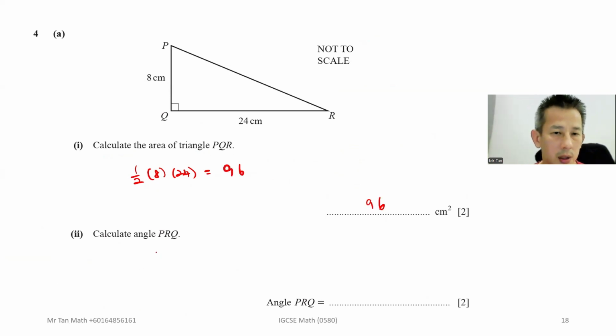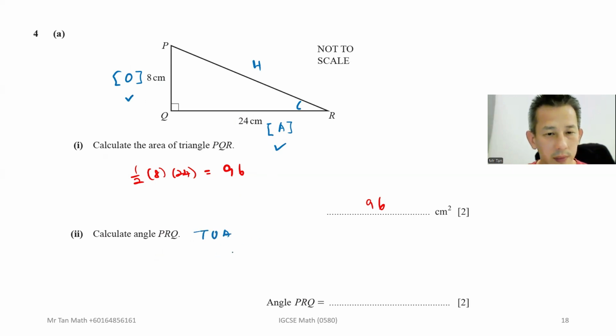Calculate the angle PRQ, sorry. So it uses basic trigonometry. This is opposite. This is adjacent. And this is the hypotenuse. So you're dealing with O and A. It's TOA, tangent.